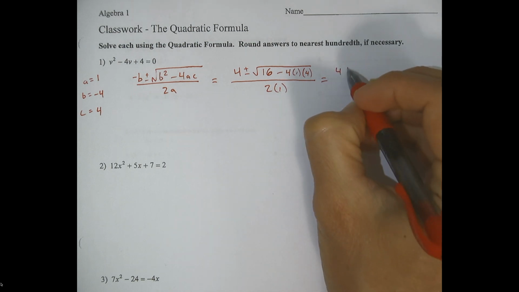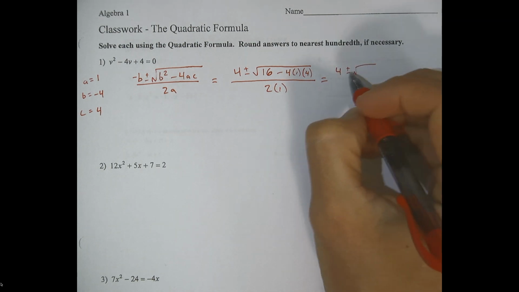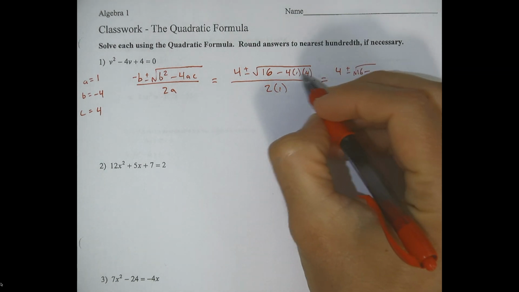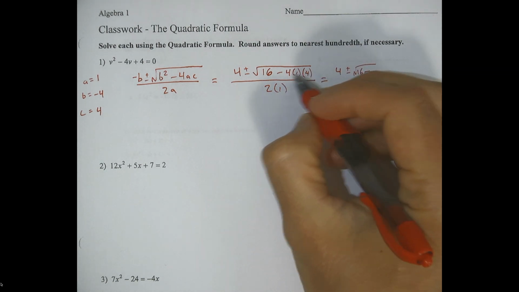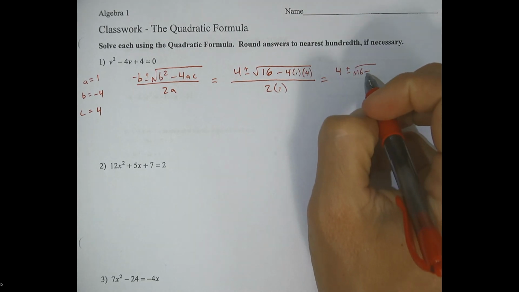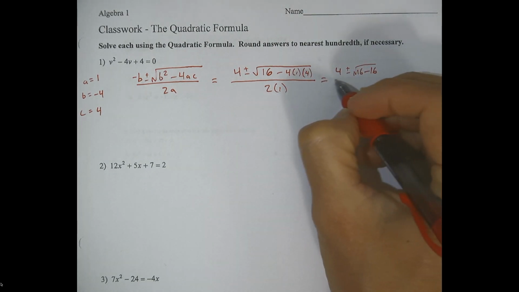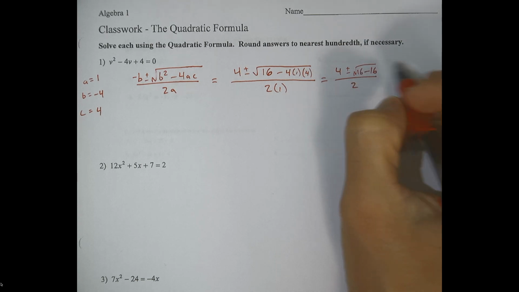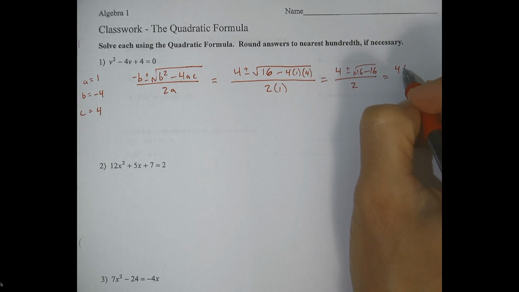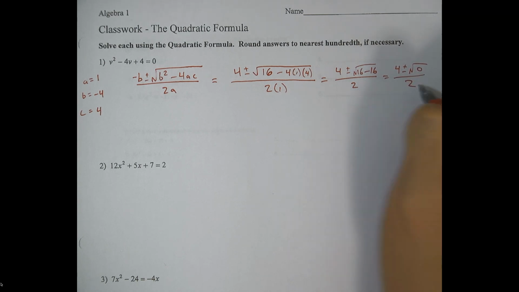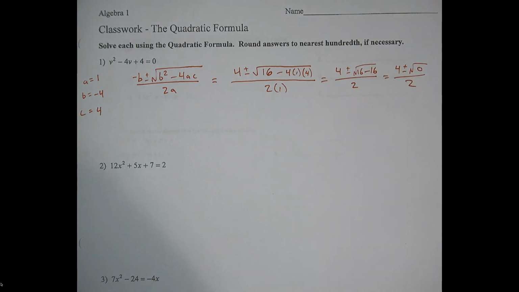We've got 4 plus or minus square root 16 minus, there's only one negative here and it's the minus, all the rest are positives, so it's going to stay negative or minus. 4 times 1 times 4 is 16 over 2, so this is going to be 0. So the discriminant is 0, which means we're only going to have one solution. We're not going to have two.